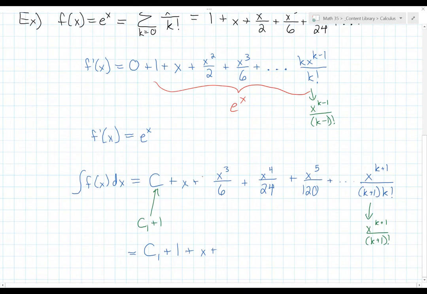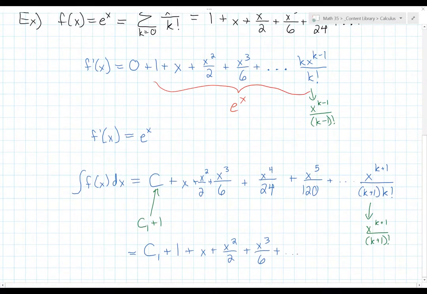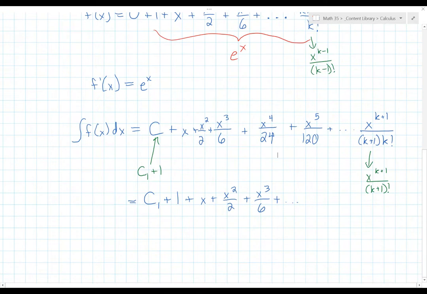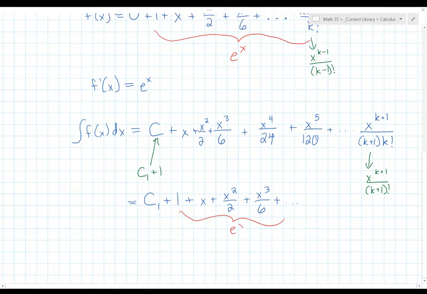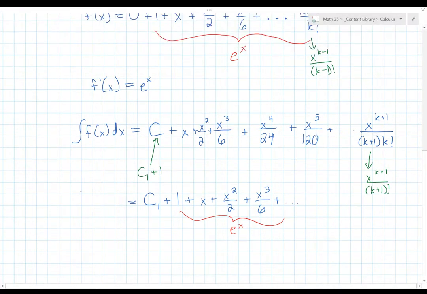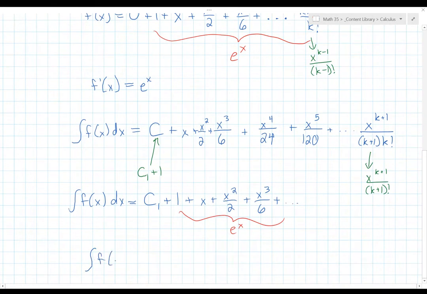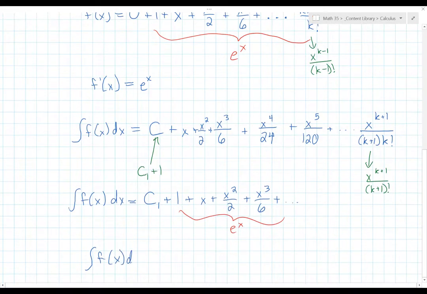That was the antiderivative of x. Plus x squared over 2 plus x cubed over 6, etc. Or in other words, exactly what we expected to see. We've got our e to the power of x showing up here. So the integral of f of x, which in this case was e to the power of x, dx, is just e to the power of x plus some arbitrary constant.